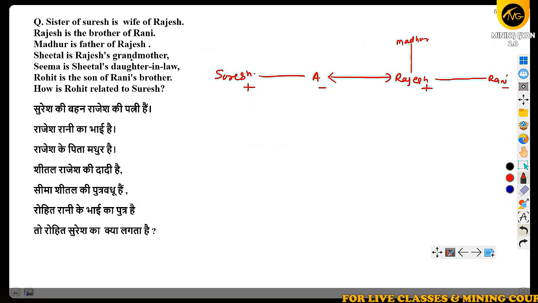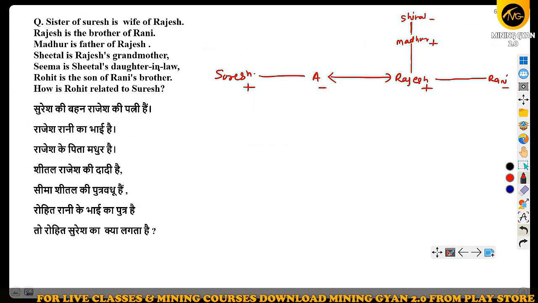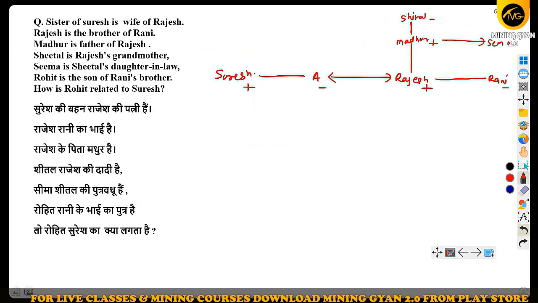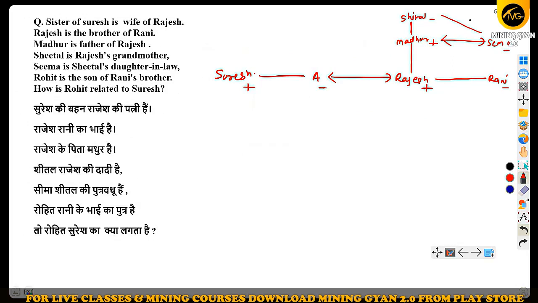Sheetal is Rajesh's grandmother. So that means Sheetal will be mother of Madhur, because Sheetal is grandmother of Rajesh. Okay, Seema is Sheetal's daughter-in-law. Sheetal is the mother of Madhur, that means the wife of Madhur will be daughter-in-law of Sheetal. So Seema is the wife of Madhur and Sheetal's daughter-in-law.